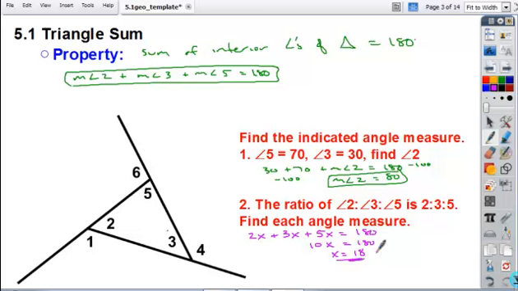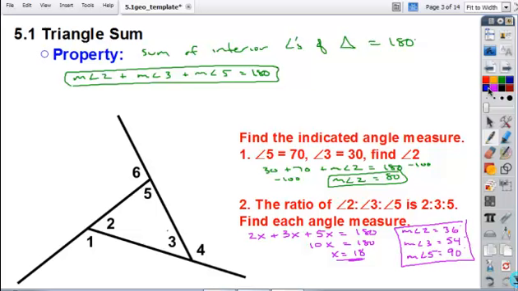Once you have that measure, you can then plug it back into each of these angles. So the measure of angle 2 is 2 times 18, or 36. Measure of angle 3 is 3 times 18, so 3 times 10 is 30, 3 times 8 is 24, 30 plus 24 is 54. And then finally, measure of angle 5 is 5 times 18, 5 times 10 is 50, 5 times 8 is 40, 50 plus 40 leaves you with 90. So if you compare these to see, do the sum of all these add up to 180 degrees? Yes, so you confirm that you have the right answer.